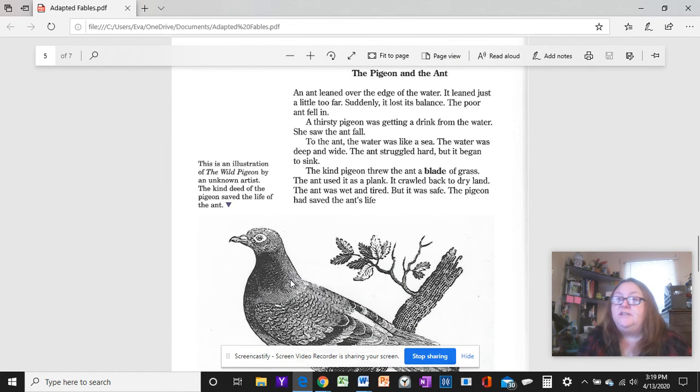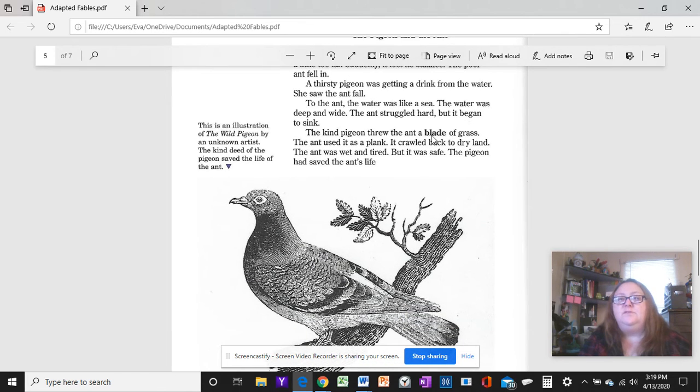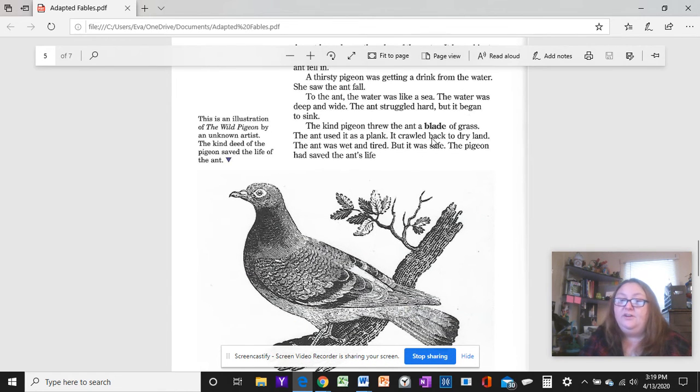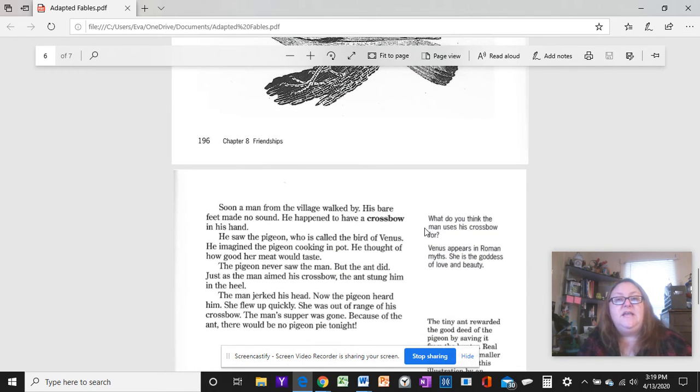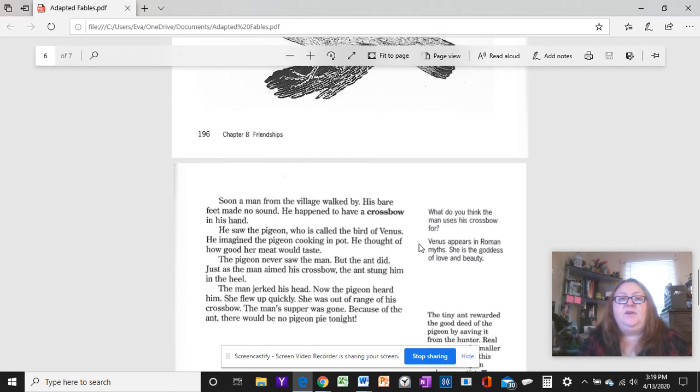Now here's The Pigeon and the Ant. It's a separate story, so pay attention to your title page and know which story you're in. Then you're going to be looking for those bolded words. That's your vocabulary. There may be some others I pull, especially if they have notes. If there's anything in the notes over here, I might be pulling those words. So just know that.